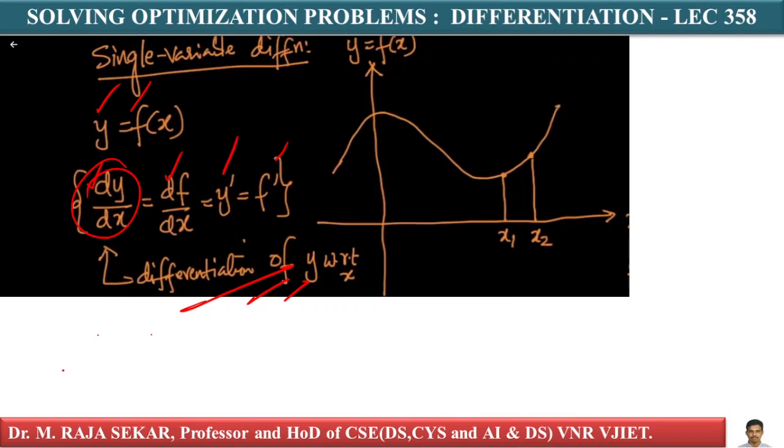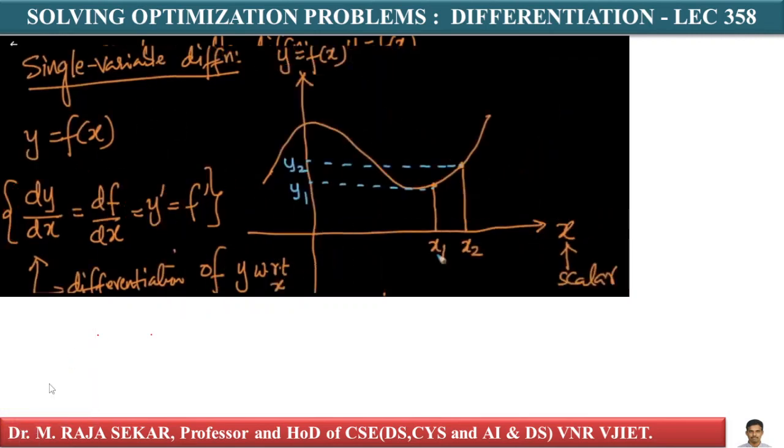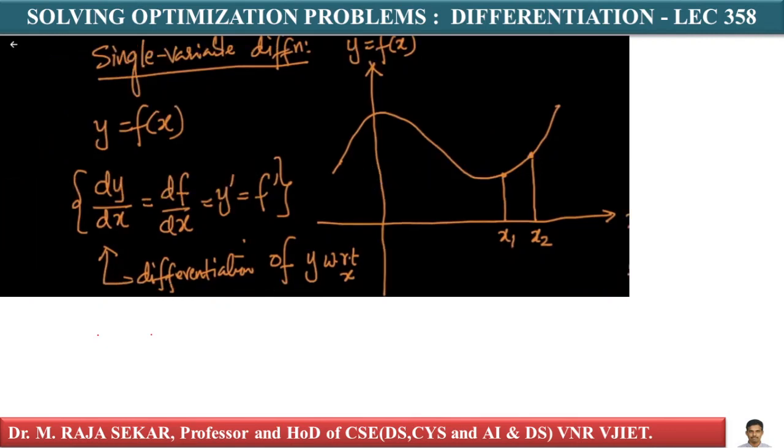Before we go into differentiation, what does dy by dx mean? Intuitively, what does it mean? Let's understand that. Let's take a point x1. Let me consider here a point x1, and another point x2 here.